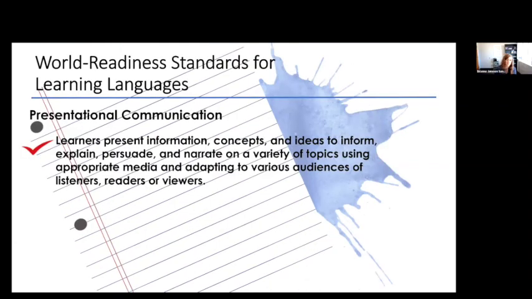When we connect those concepts to the world readiness standards for learning languages, we're going to highlight presentational communication, which typically is in the form of a presentation, right? Our students speaking to the class or preparing something for an audience that they aren't able to communicate with in the moment. So what we want to encourage you is to consider the method that my colleague was talking about. And when we talk about a variety of topics using appropriate media and adapting to different audiences, we want to encourage you to explore the concept of art making, combining the modes of text as well as visuals to create a presentation and to express meaning in the world language classroom.